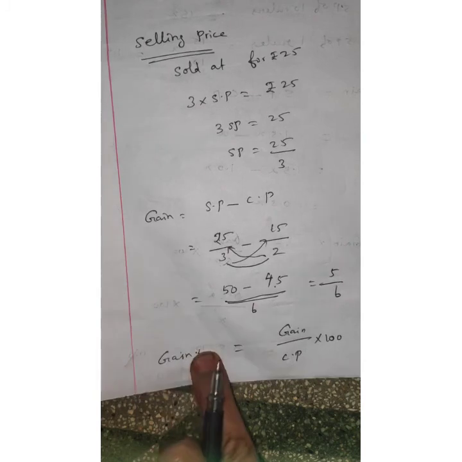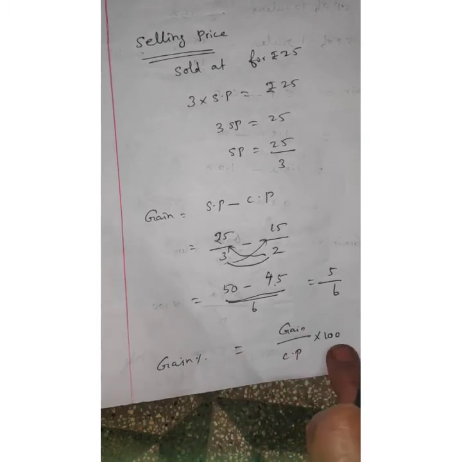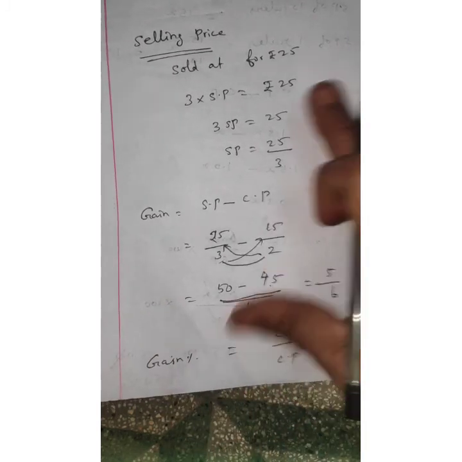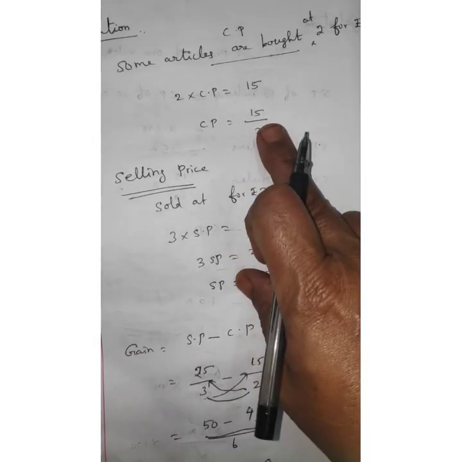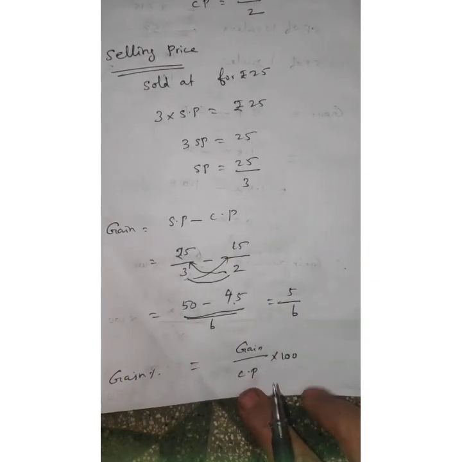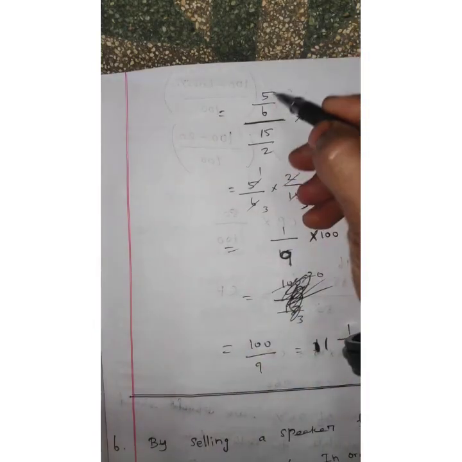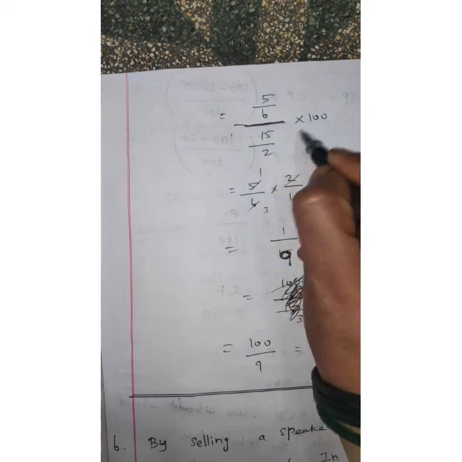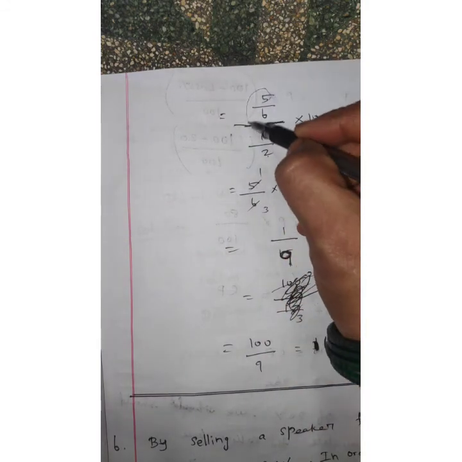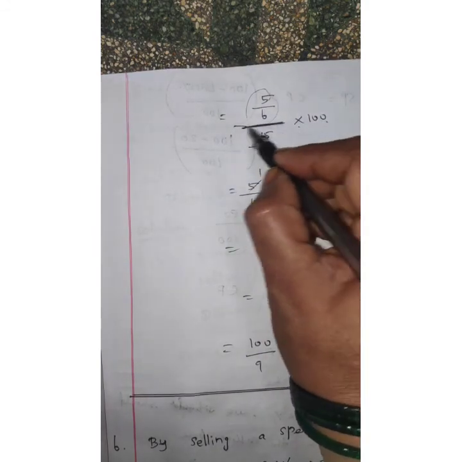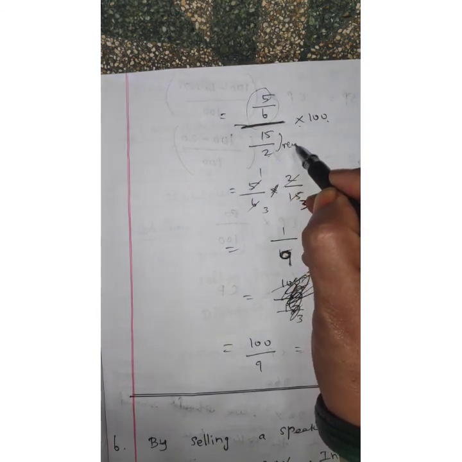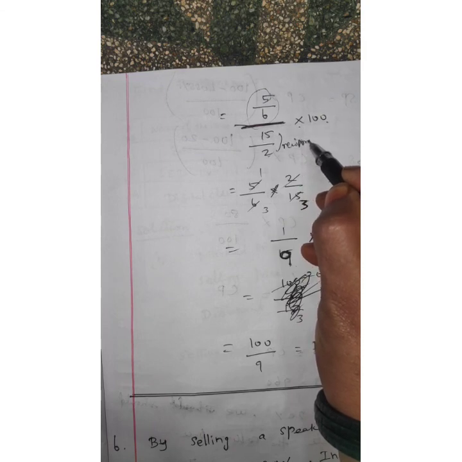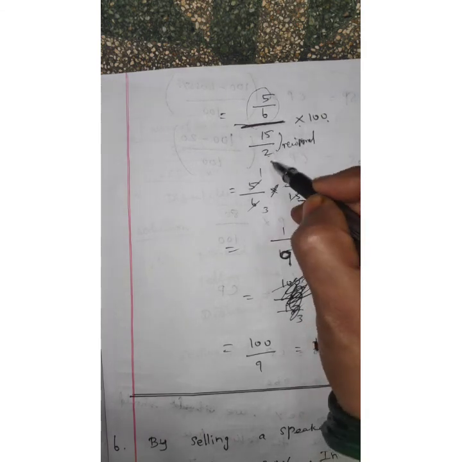Gain percentage or profit percentage equals gain by CP into 100. Gain value equals 5 by 6, and CP value equals 15 by 2. See here: 5 by 6 divided by 15 by 2 into 100. This division changes into multiplication, so write the reciprocal of this number: 5 by 6 into 2 by 15 into 100.